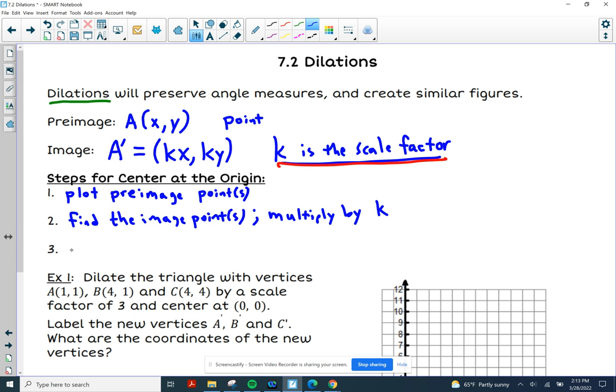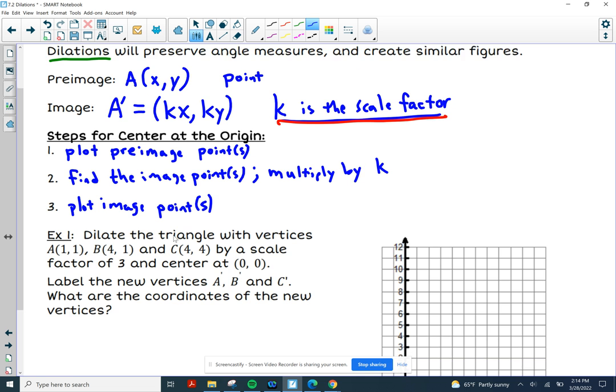And then we're going to plot the image points. And after we've plotted the image points, we're going to connect them. And what we should see is a similar figure. So we'll plot the image points and we'll connect them. And if you need to write down the word connect to remind you to connect the points, then do that.